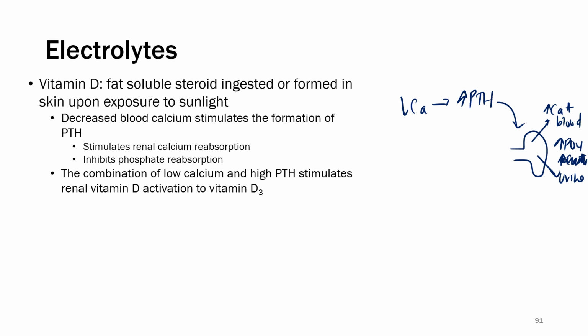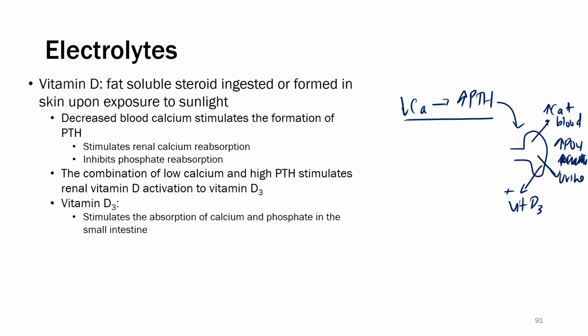The combination of this low calcium and high parathyroid hormone stimulates renal vitamin D. So it's also going to stimulate vitamin D3 activation from D3. Vitamin D3 stimulates the absorption of calcium and phosphate in the small intestine. So here's our small intestine. And it's going to stimulate calcium and phosphate into the blood.